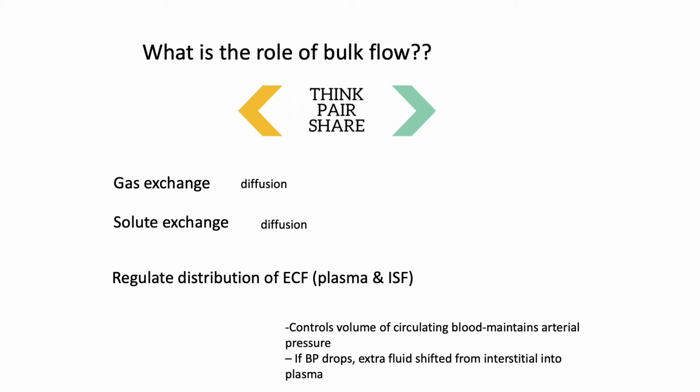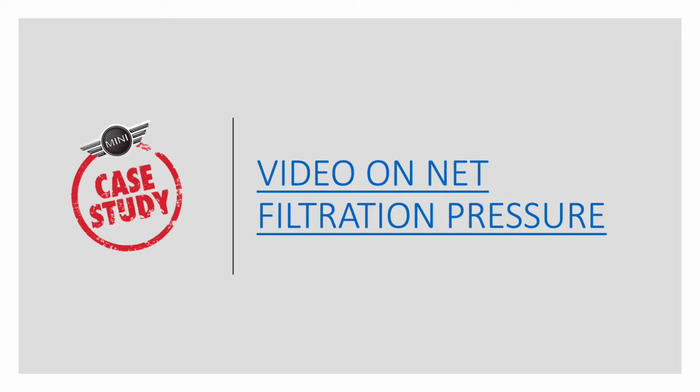So then what are we talking about here with bulk flow? Well, it's the regulation and distribution of that extracellular fluid. So this bulk flow is really used for controlling the volume of our circulating blood. It's what helps maintain arterial pressure. So for example, if our blood pressure were to drop, we're going to have fluid shifted from that interstitial fluid into the plasma to maintain that volume.